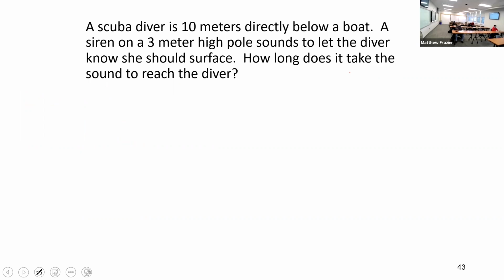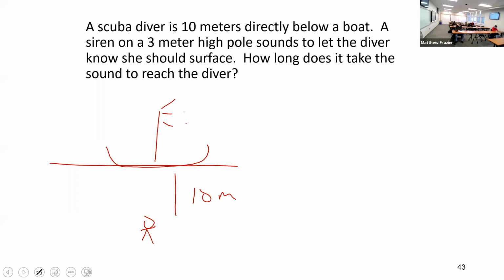This is a problem we could do in principle. Scuba divers below a boat. So we draw it out. This distance is 10 meters. Then there's a siren that is 3 meters. And we can ask how long it takes the sound to travel. All right, so the gist of this is there's 2 mediums, and so there's 2 sort of chunks.